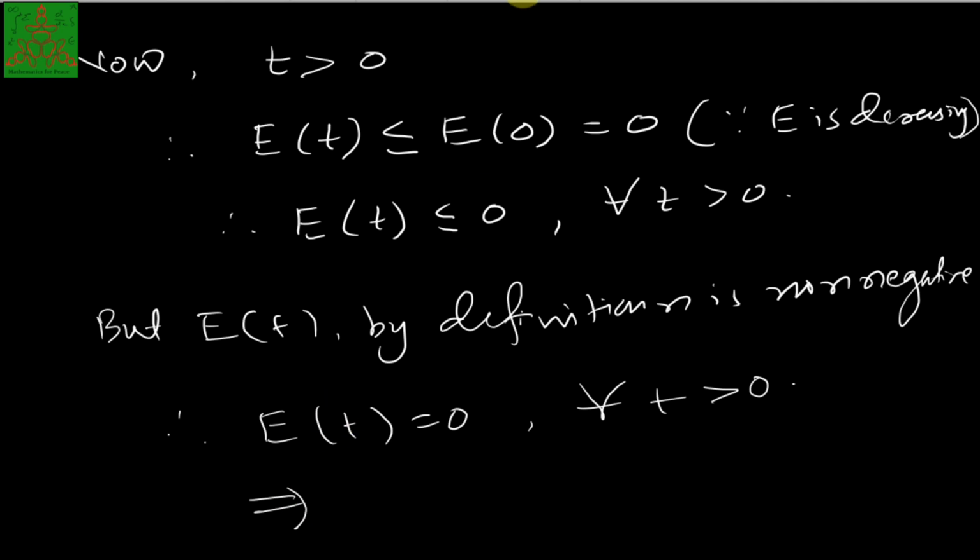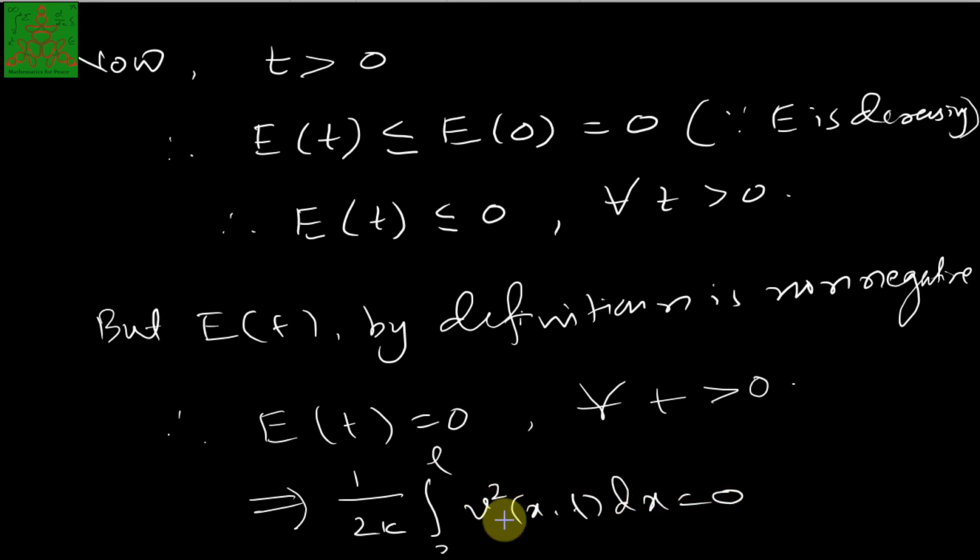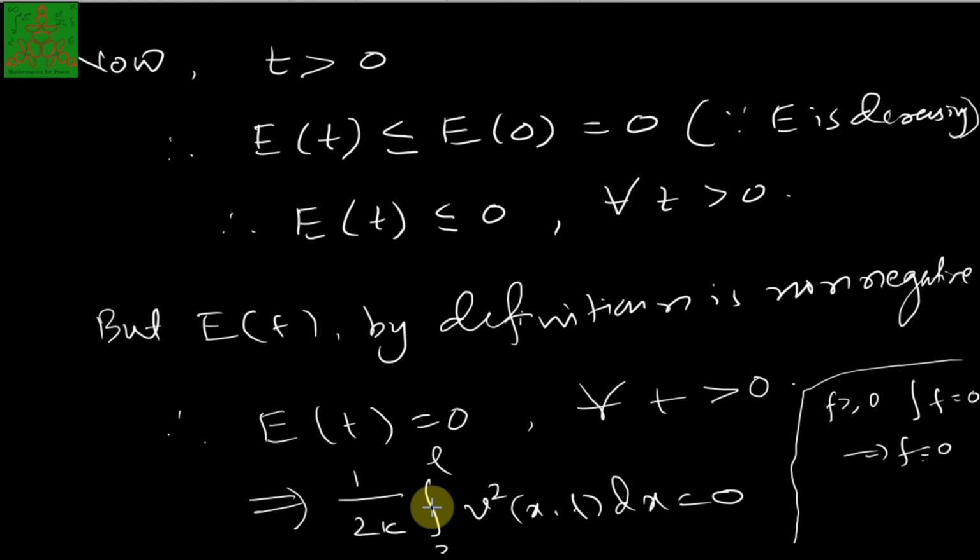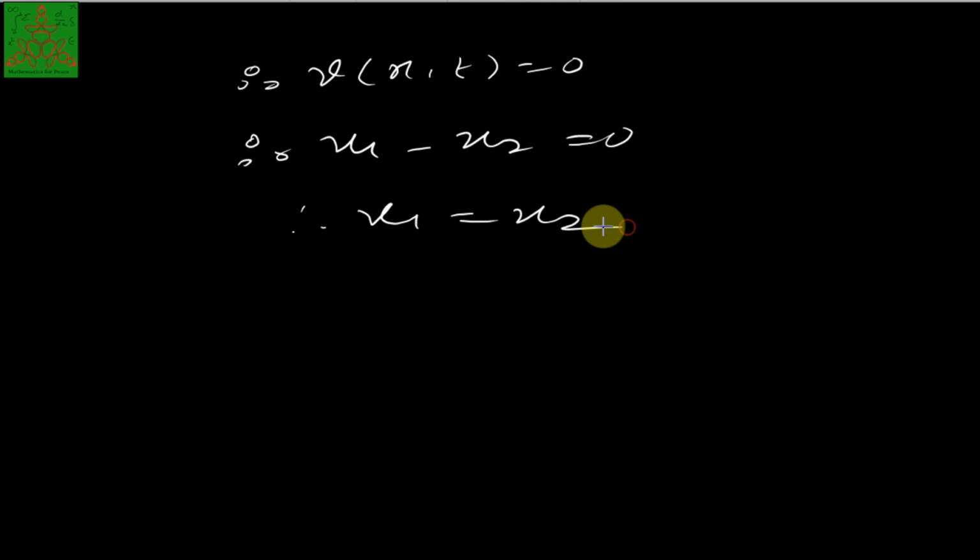If E is 0, then by definition of E, 1 upon 2k integration from 0 to L of v square (x,t) dx is 0, and the function is positive. We have a result from analysis that if f is greater than or equal to 0 and the integration of f is 0, then the function f is 0. So this function v is 0. Therefore v(x,t) is 0, and since v(x,t) is 0, u1 minus u2 is 0. Therefore u1 is equal to u2. So if we have two solutions, then those two solutions will be equal. What we achieve from here is that the solution is always unique.